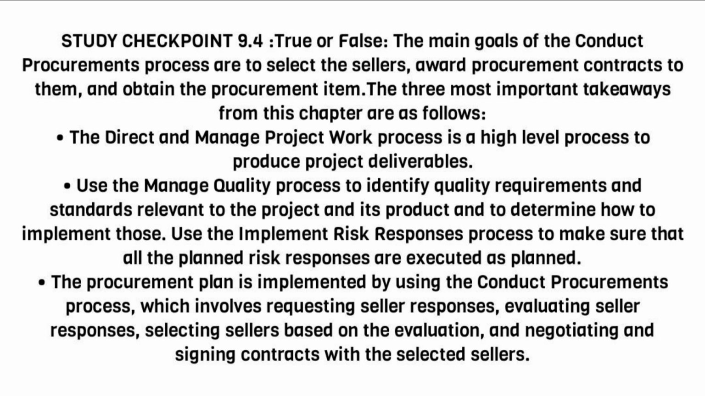The three most important takeaways from this chapter are as follows. The direct and manage project work process is a high-level process to produce project deliverables. Use the manage quality process to identify quality requirements and standards relevant to the project and its product and to determine how to implement those. Use the implement risk responses process to make sure that all the planned risk responses are executed as planned. The procurement plan is implemented by using the conduct procurements process, which involves requesting seller responses, evaluating seller responses, selecting sellers based on the evaluation, and negotiating and signing contracts with the selected sellers.